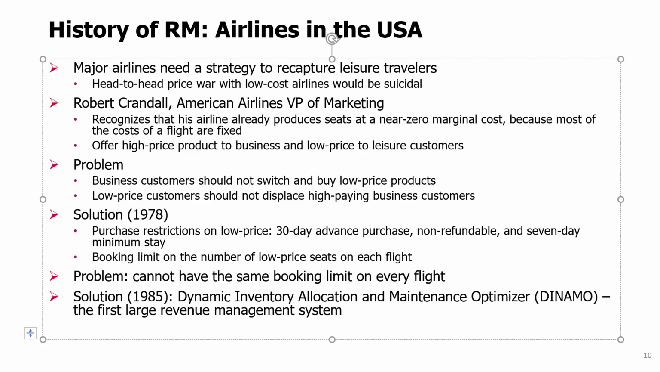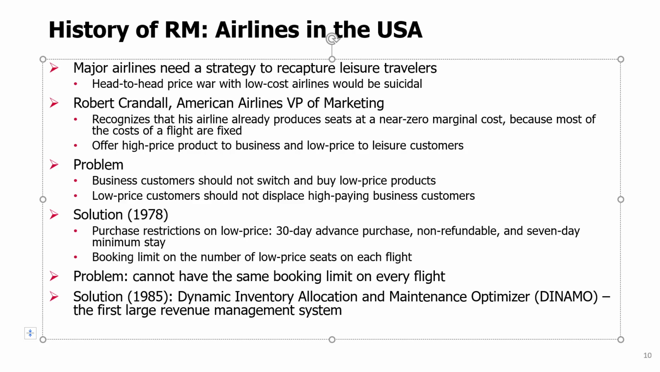So the solution was to have some purchase restrictions on the low price. For example, a 30-day advance purchase, right? Often business travelers want to buy just a few days before the flight. Or make the tickets non-refundable, and if you don't use them, they're lost, right? Or introduce a 7-day minimum stay. Again, business travelers often fly for much shorter, and if you're a leisure traveler, you fly for a holiday, you're very likely to go for a longer stay, like 7 days or longer, right?